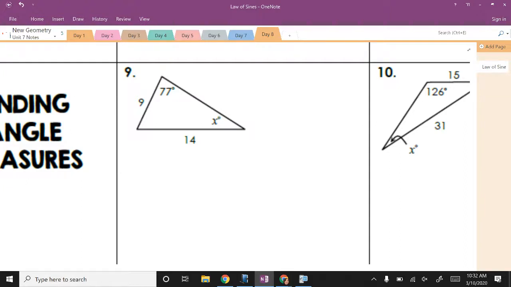So first, let's just set it up using law of sines. So sine of X over what? 9 equals sine of what angle measure? 77. Over its opposite side is 14.